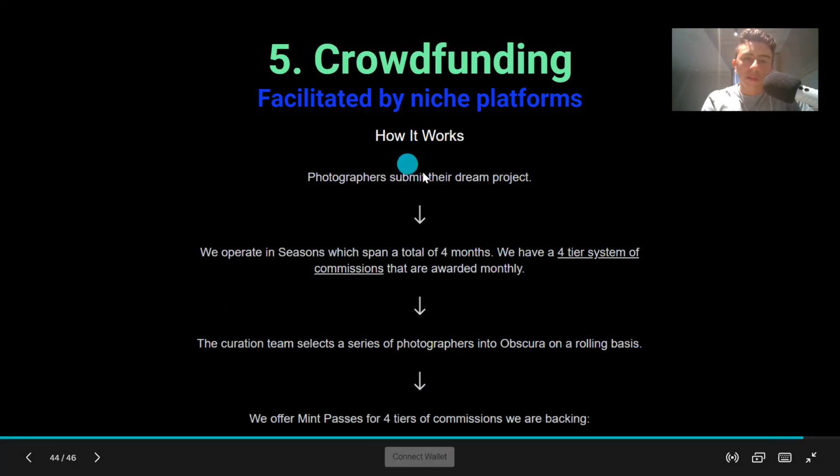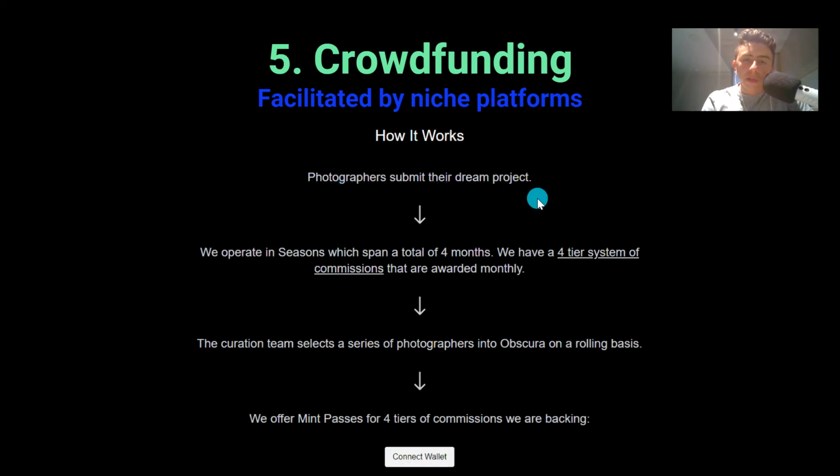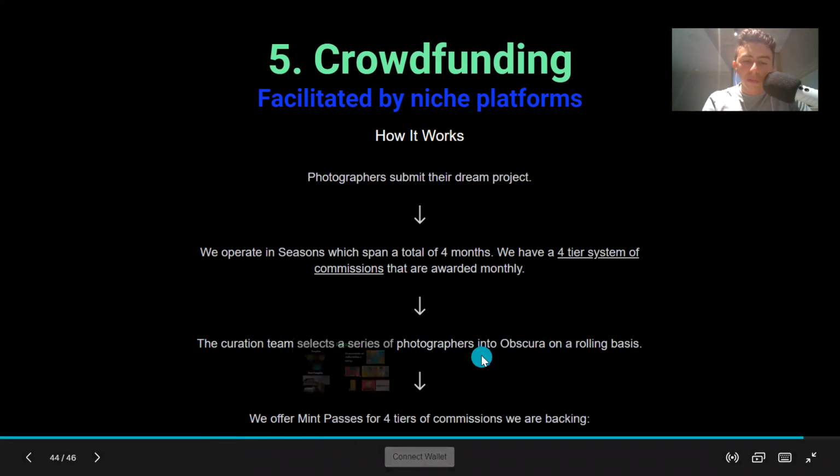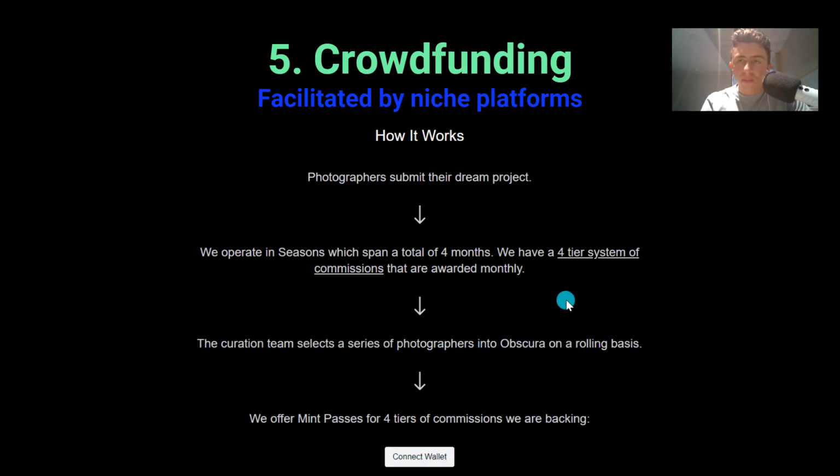This is basically how it works. Photographers submit their dream project. We operate in seasons, which span a total of 4 months. We have a 4-tier system of commissions that are awarded monthly. The curation team selects a series of photographers into Obscura on a rolling basis. We offer mint passes for the 4 tiers of commissions we are backing. So they choose the projects to back.